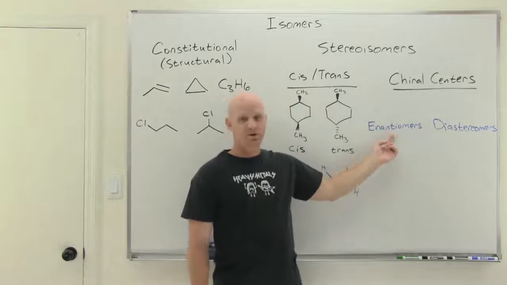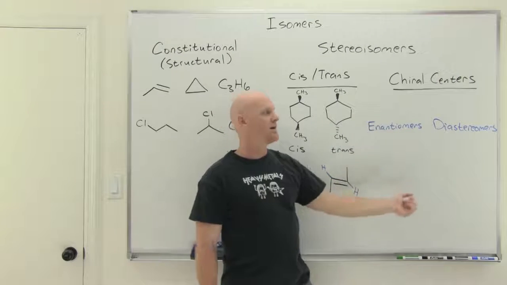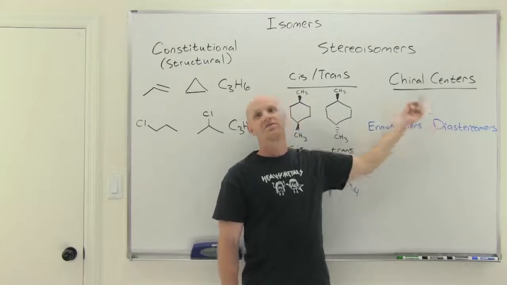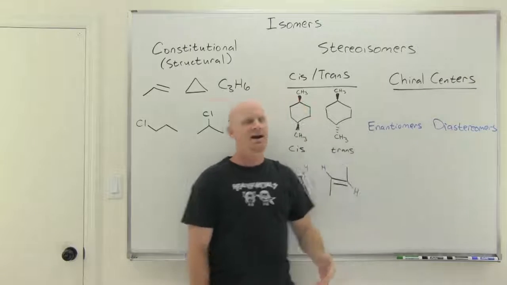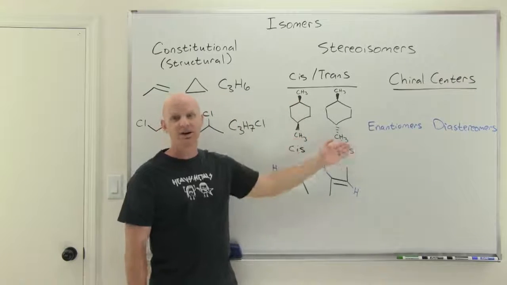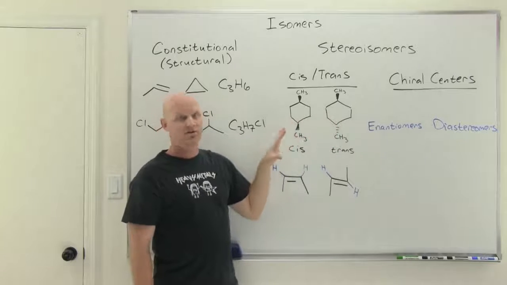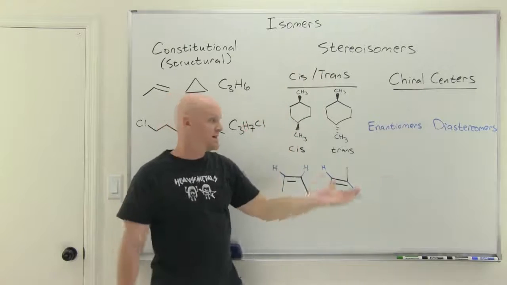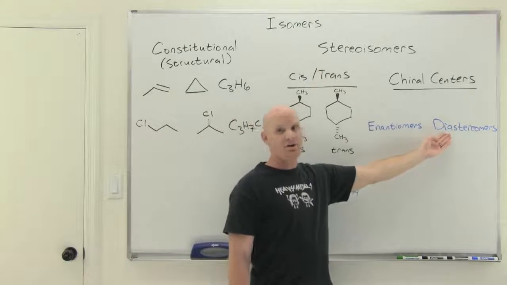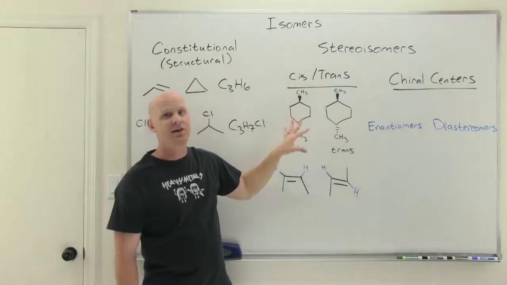Now, enantiomers are stereoisomers that are mirror images of each other. And so guess what diastereomers are? They are stereoisomers that are not mirror images of each other. And your cis-trans isomers technically would be a great example of that. These are not mirror images of each other at all, and so they are not enantiomers, but they are stereoisomers. And so your only other option then is stereoisomers that are not mirror images. And it turns out all of your cis-trans isomers are technically diastereomers.